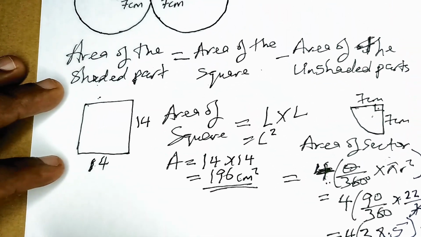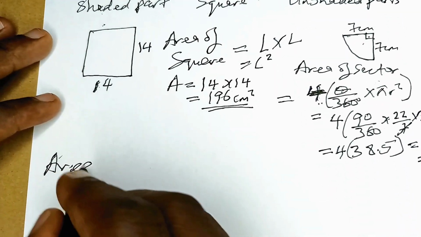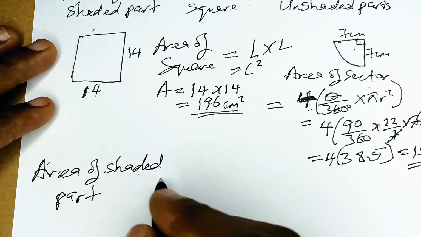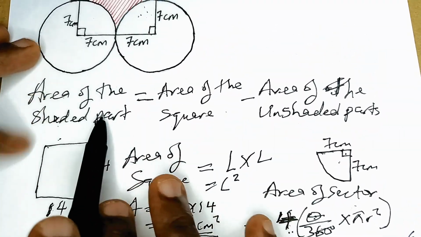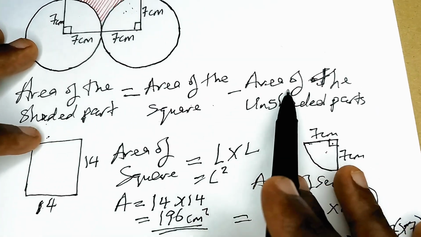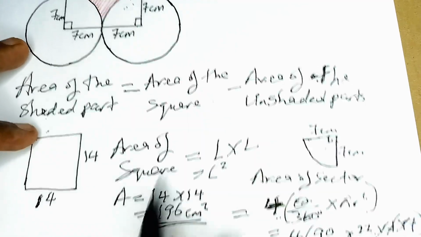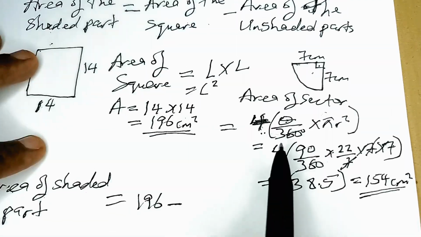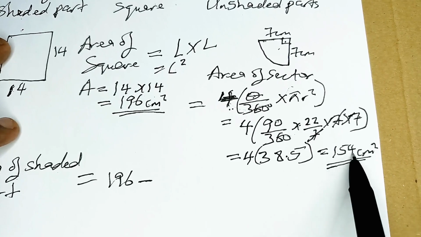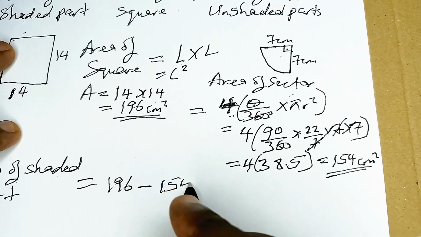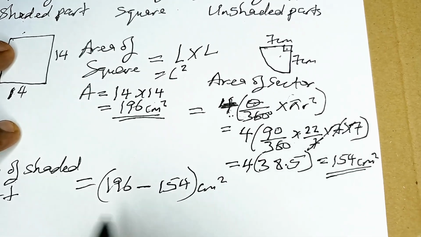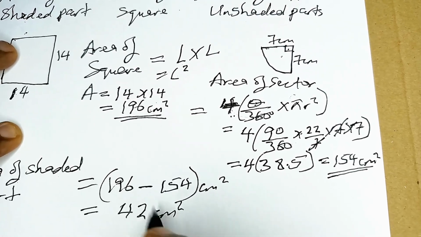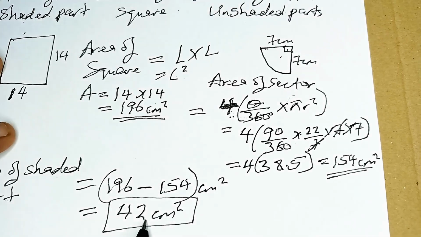So area of the shaded portion will be equal to, remember what we have here, the area of the square minus area of the unshaded part. So area of the square now, which is this, we have to write that one down as 196 minus area of the unshaded part, and that's 154, so minus 154, all in centimeter squared. So doing this, our final answer will be 42 centimeter squared. So this is the area of the shaded portion.